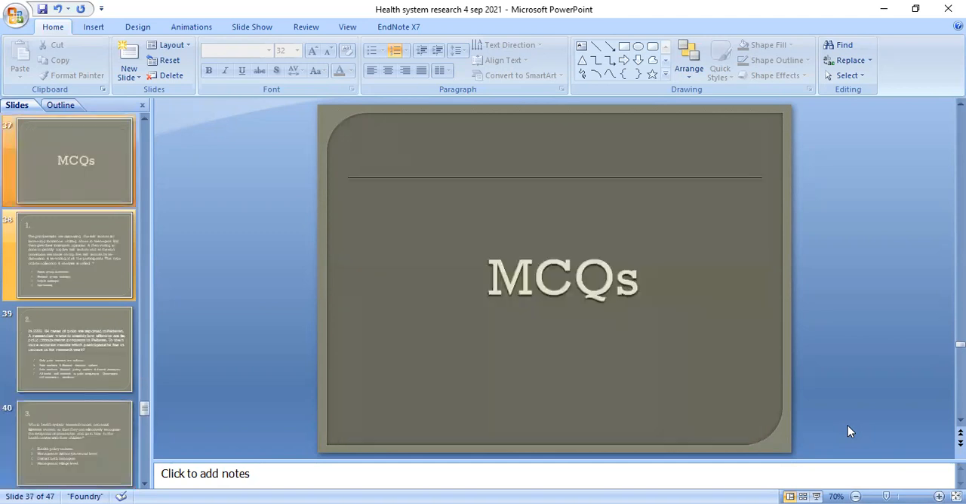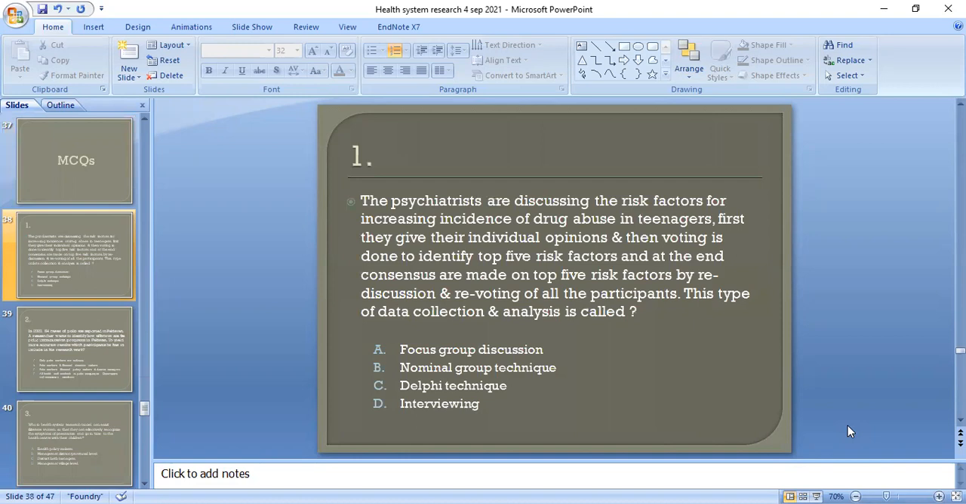Now the time for MCQs. The first MCQ is: psychiatrists are discussing the risk factors for increasing incidence of drug abuse in teenagers. First, they give their individual opinions, and then voting is done to identify the top 5 risk factors. And at the end, consensus is made on the top 5 risk factors by rediscussion and re-voting of all participants.